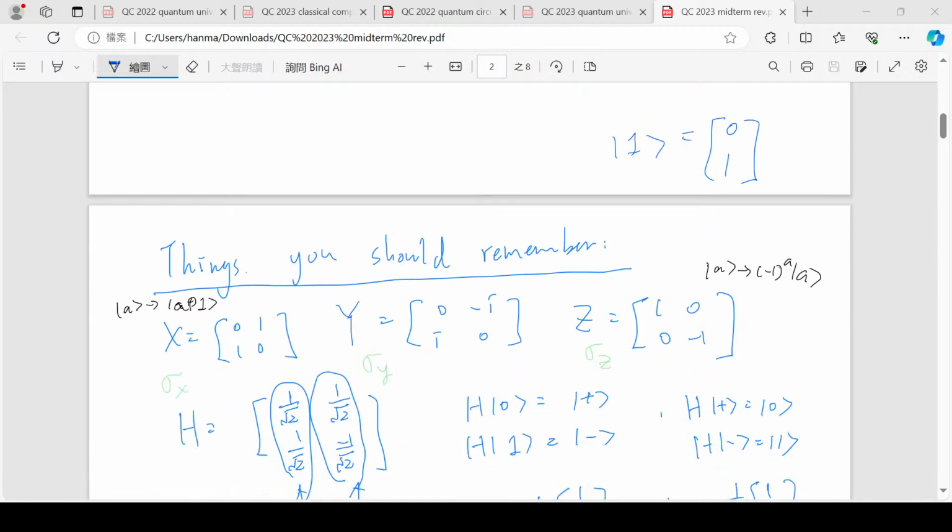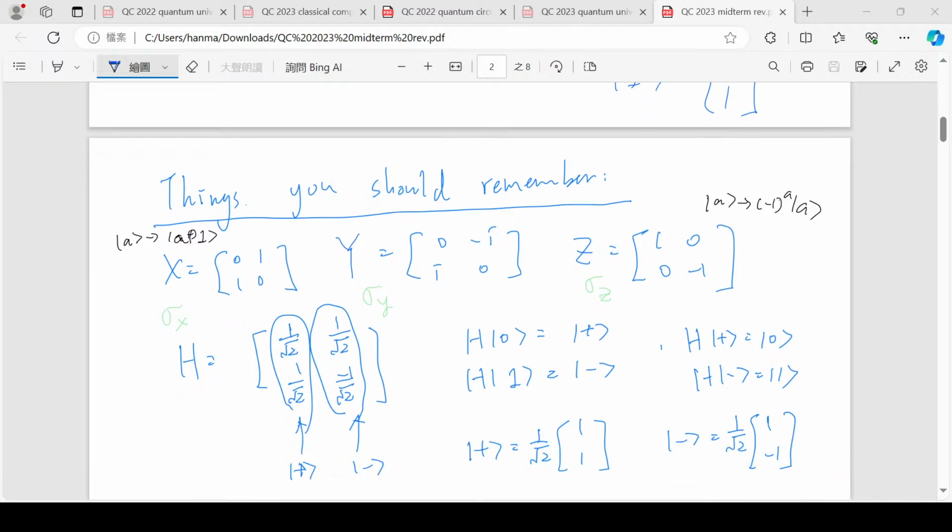And then we have our 3 most important matrices, where Y is kind of not important because it has i in it and we don't quite like it. But anyway, there are sigma X, sigma Y, sigma Z, and they have different names. One of the names is big X, big Y, big Z, and sometimes they are also called sigma X, sigma Y, sigma Z as written here. X is (0, 1; 1, 0), Y is (0, -i; i, 0), and Z is (1, 0; 0, -1).